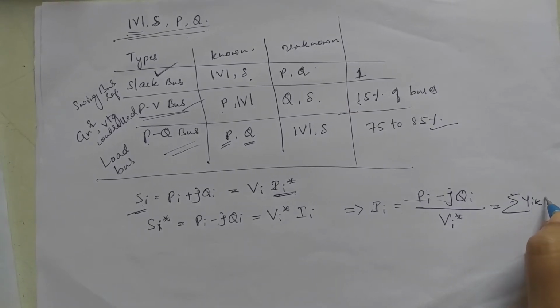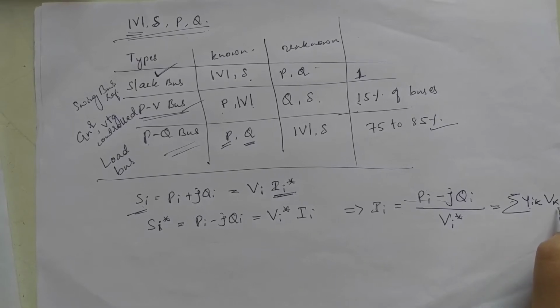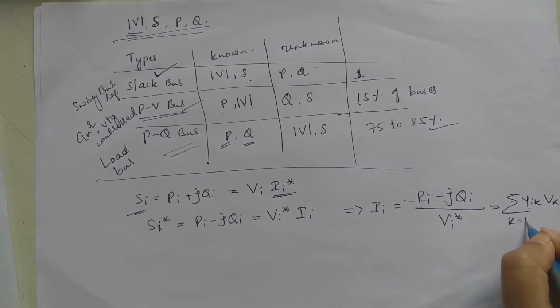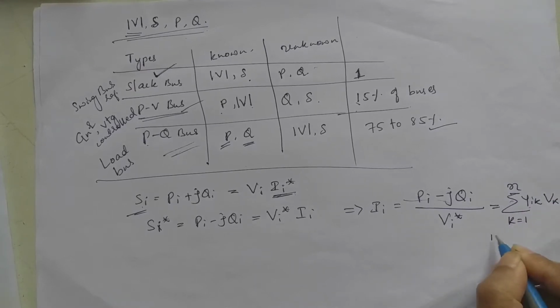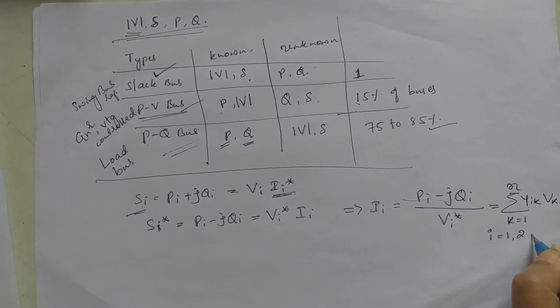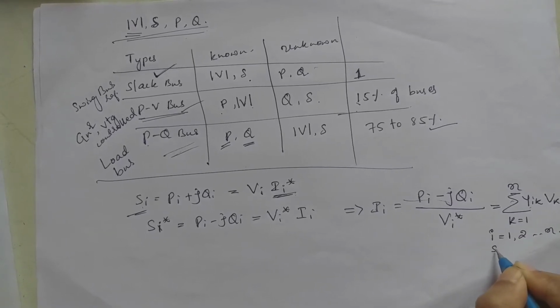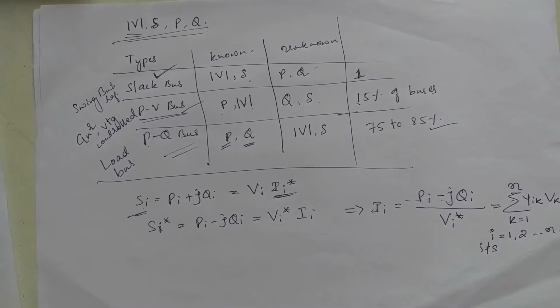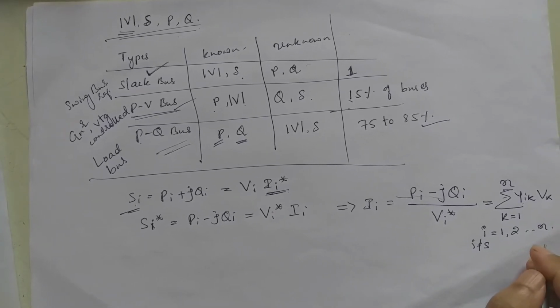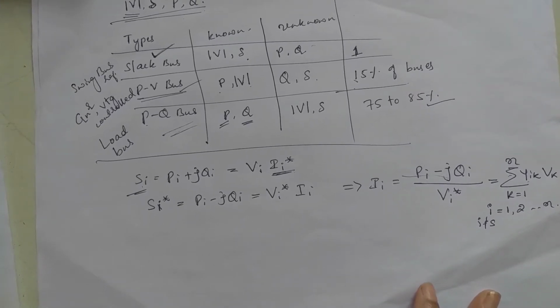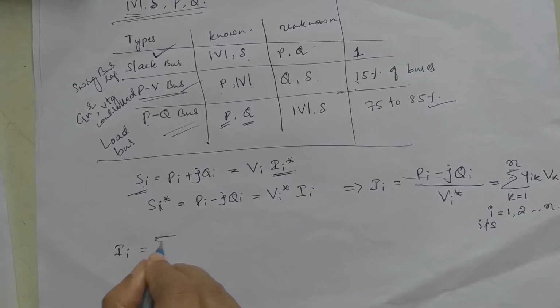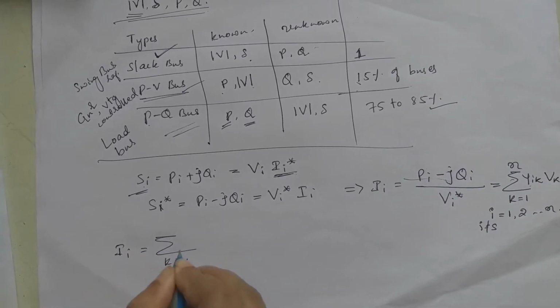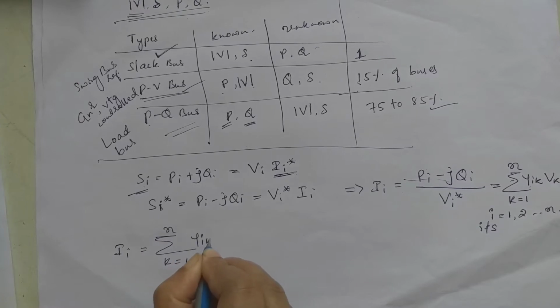summation Yik Vk, admittance into voltage, where k varies from 1 to n, and i varies from 1 to n, but i is not equal to the slack bus. The ith bus is not equal to the slack bus. Next, Ii is equal to the summation, k varies from 1 to n, Yik Vk.